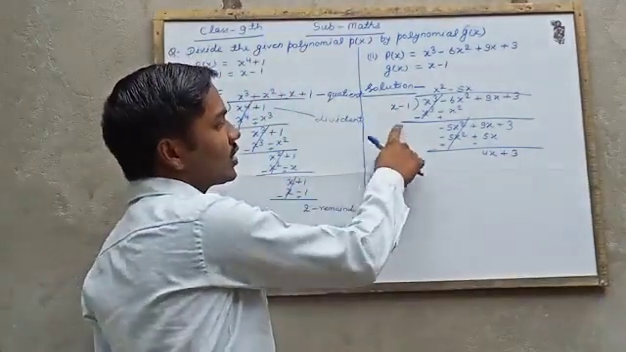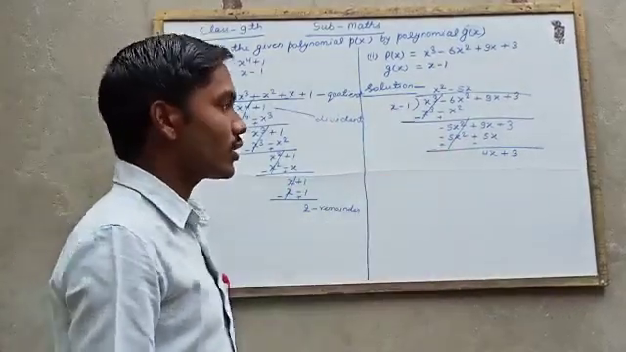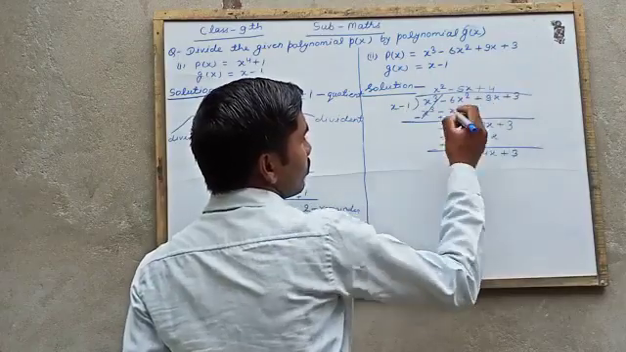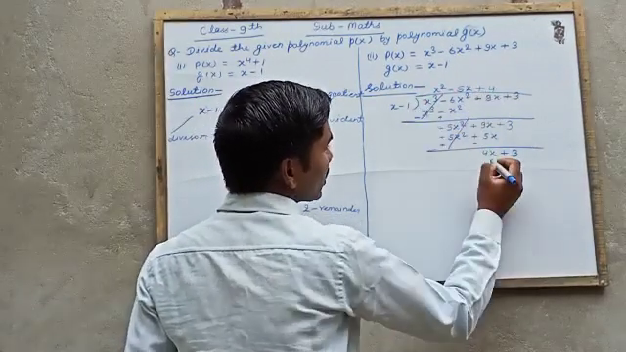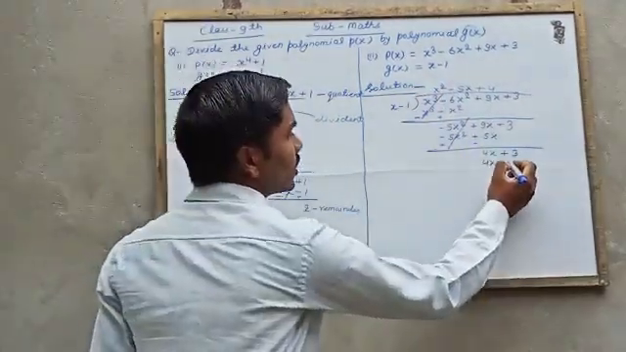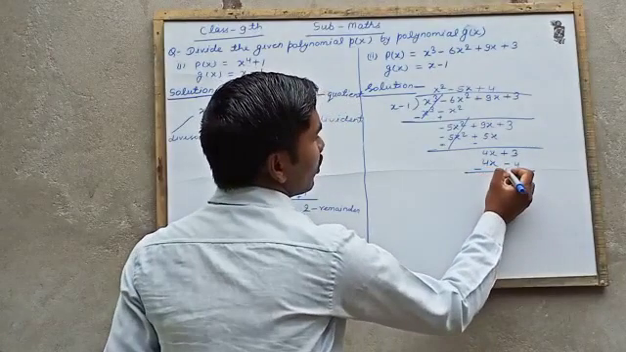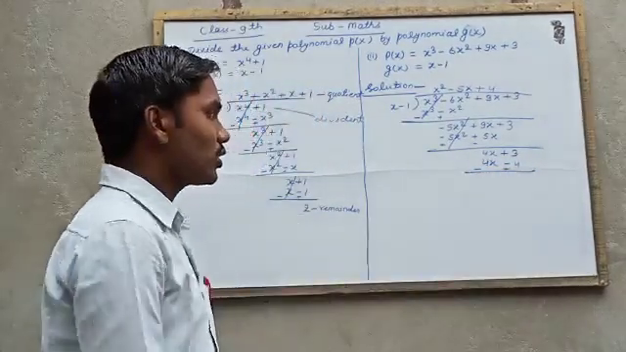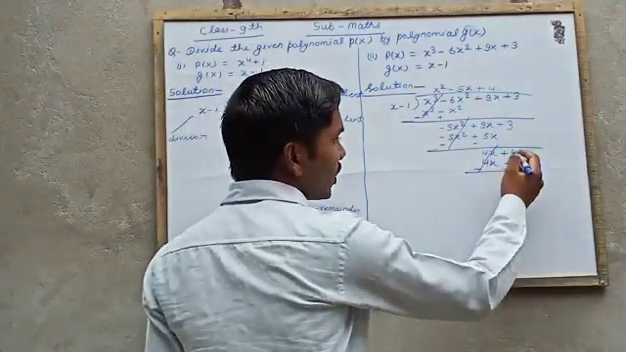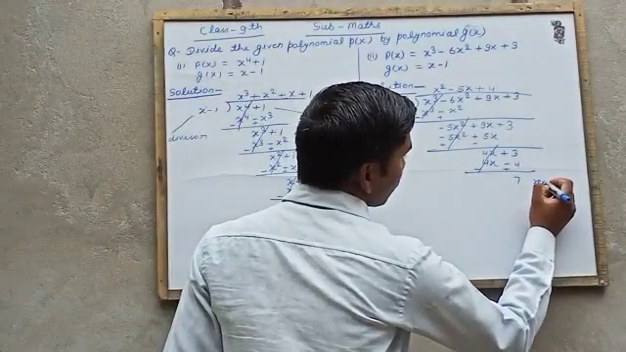Now here it is x and here it is 4x, means it is 4 times of x. So you put 4. So 4 into x is 4x, and 4 into minus 1 will be minus 4. When we subtract this one will be plus and this one will be minus. So it will be cancelled. 4 plus 3, it will be 7 remainder.